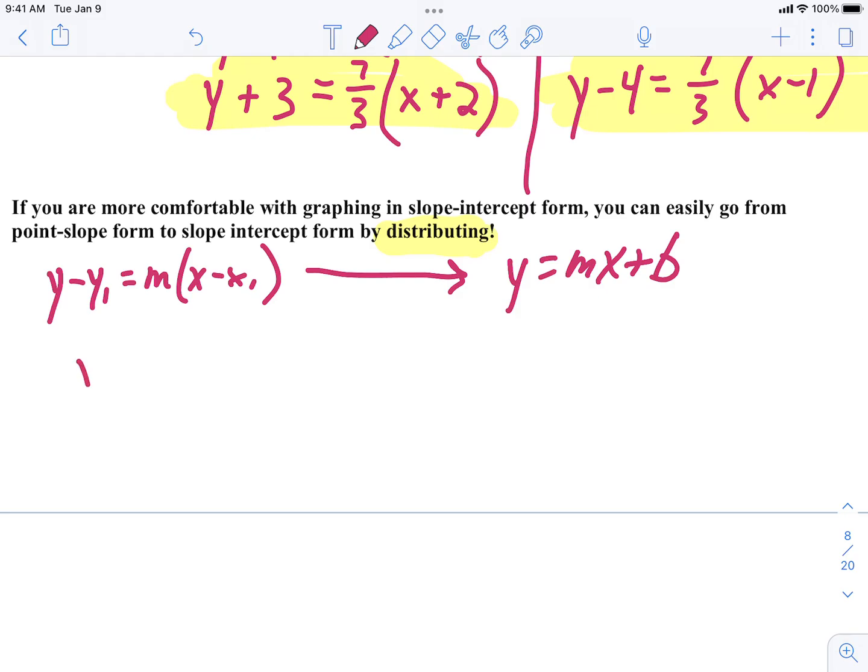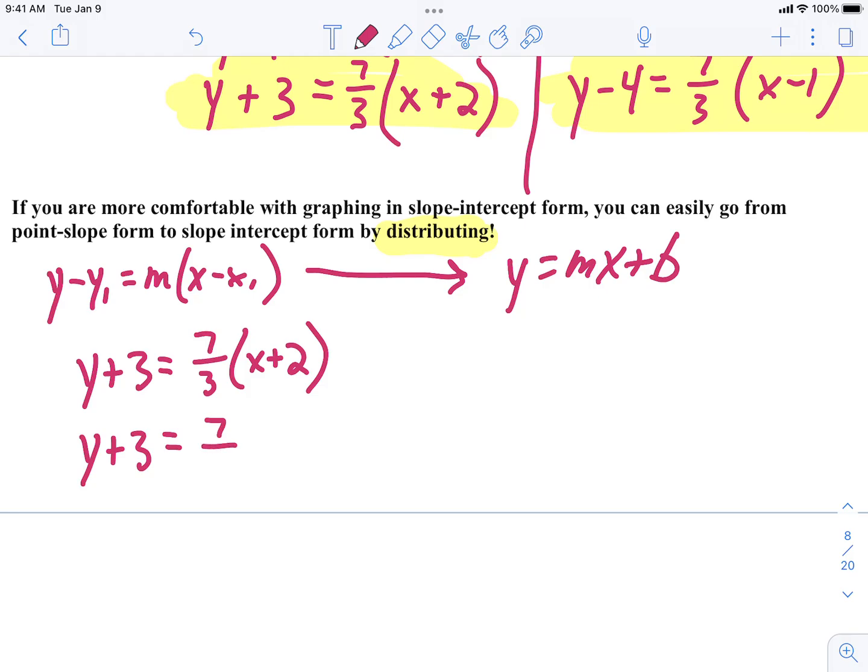So on the left, I said y plus 3 equals 7/3 x plus 2. Notice we need y alone. So the first thing I'm going to do is distribute the right-hand side. So I'm going to bring down y plus 3, and I'm going to distribute. I'm going to do 7/3 times x, which is 7/3 x. And I'm going to do 7/3 times 2, which is 14/3.